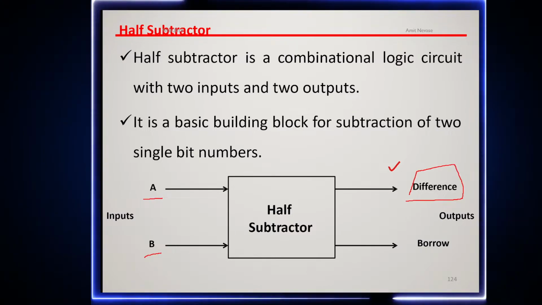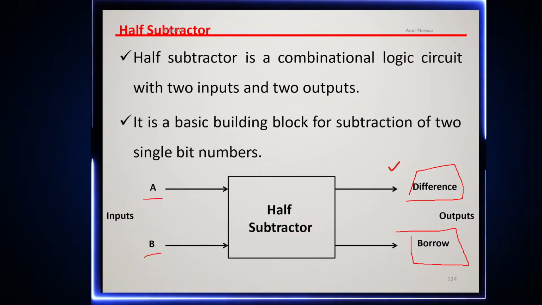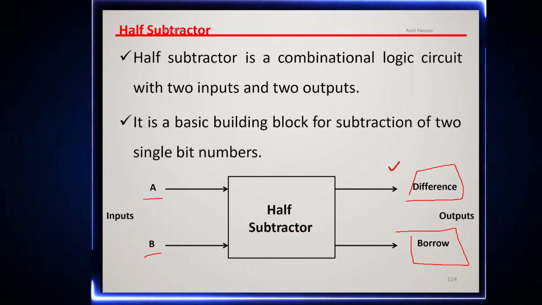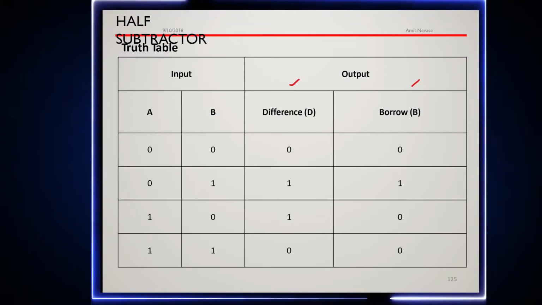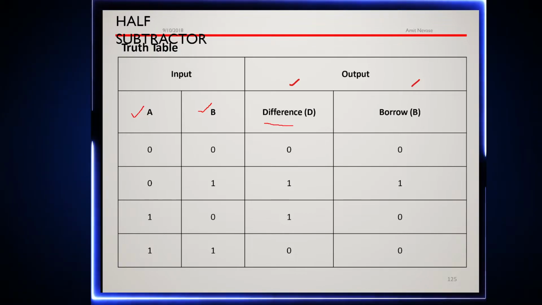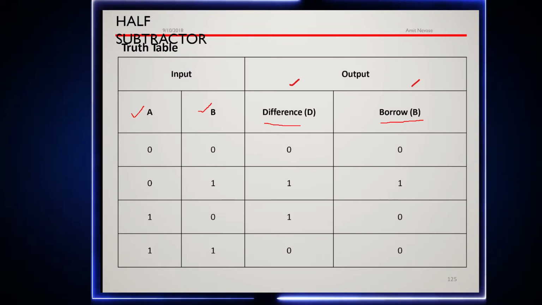What are the two outputs? The two outputs would be difference and borrow, right? In case of addition we carry, in case of subtraction we borrow. This is the basic. Yes, so this is the truth table. Since we have two inputs A and B, and we will have two outputs D, that is difference and borrow, right? You can see two inputs, four combinations, and this is the output.